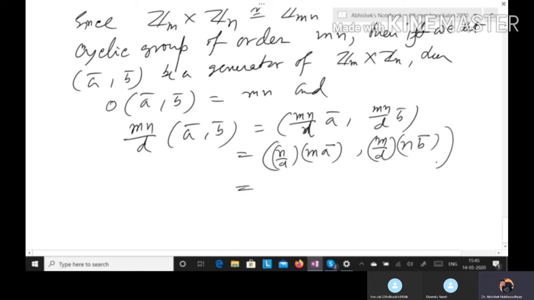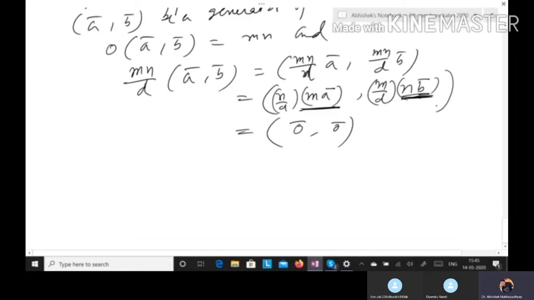Now n by d is an integer since d divides n. m by d is also an integer since d divides m. And also a class belongs to Zm, b class belongs to Zn. So the order of a class is m, order of b class is n. And for that reason, this is 0, this is also 0. So this is 0 plus, this is also 0 plus. So thus we have proved that mn by d times a class, b class is 0 plus 0 plus.